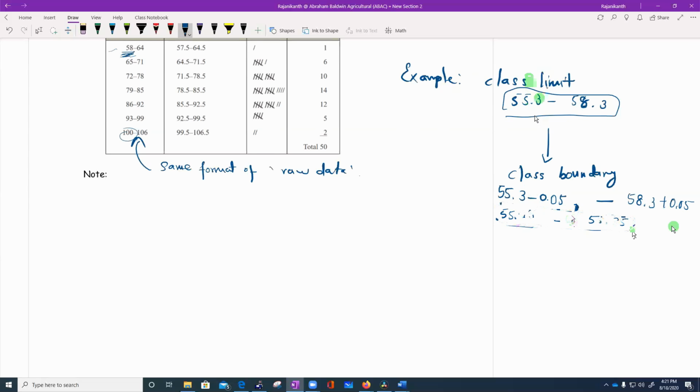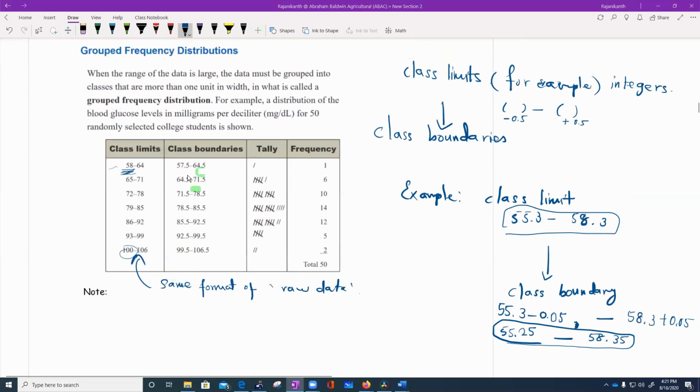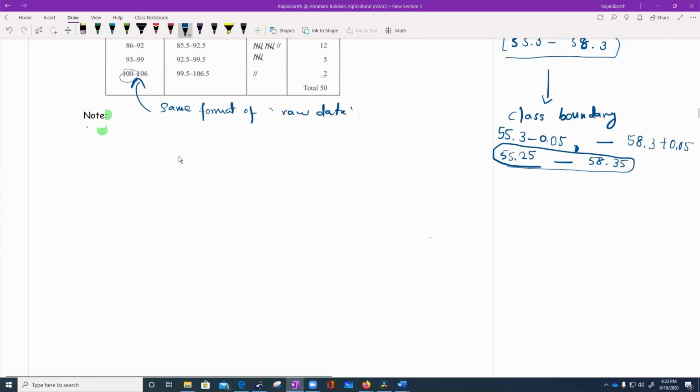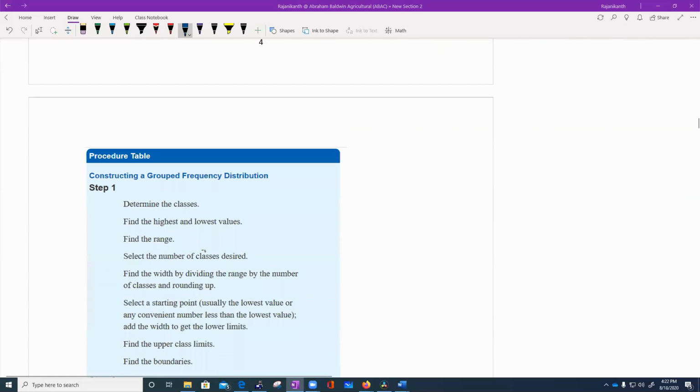You see now? Your class limit is 1 decimal place, your class boundary is 2 decimal places. In that way, you have to calculate all the class boundaries. Here all the class boundaries are 1 decimal place. Why? Because your class limits are 0 decimal places, all integers, right? So in that way, you could find the class boundaries, but this is optional again. Tally, and you could complete your grouped frequency distribution. You could complete this by looking at my video.